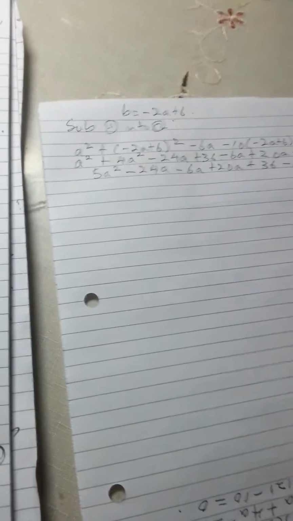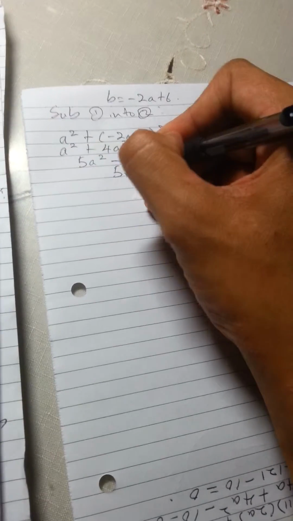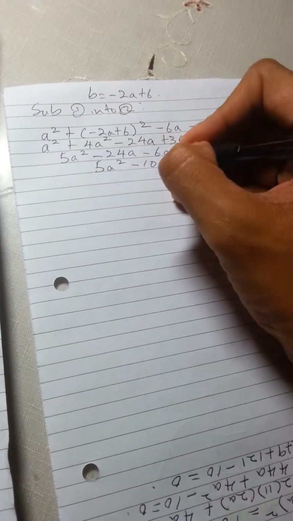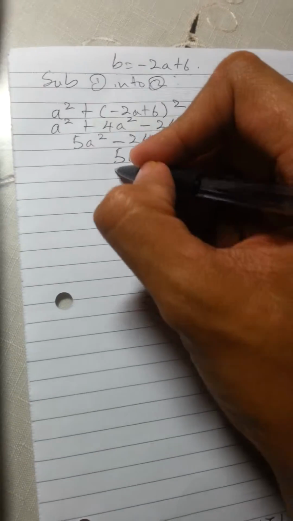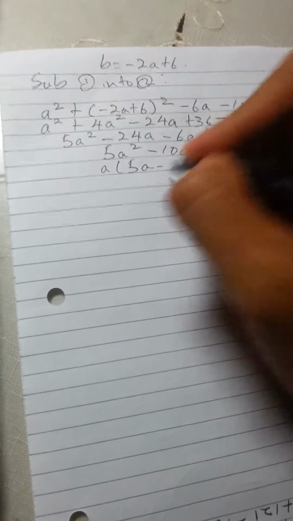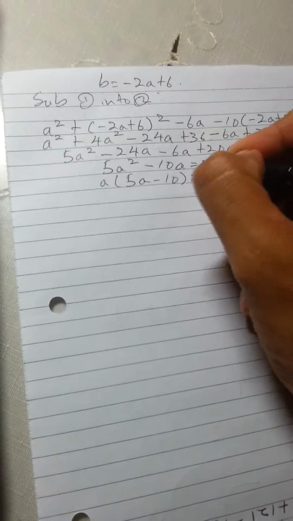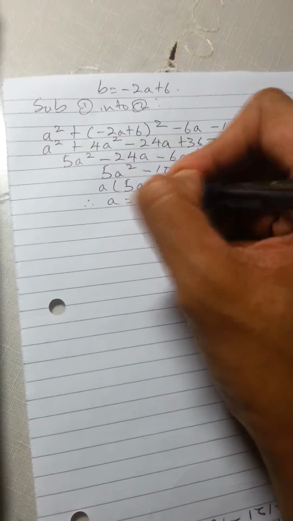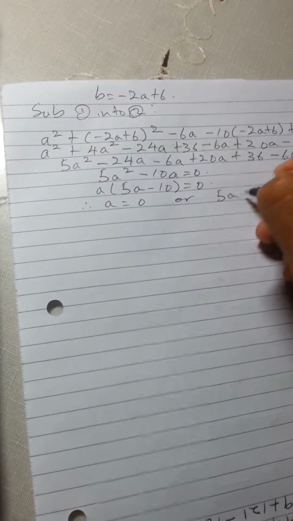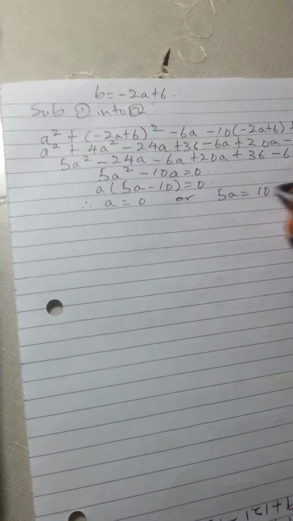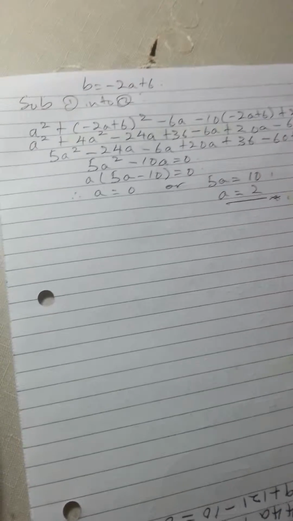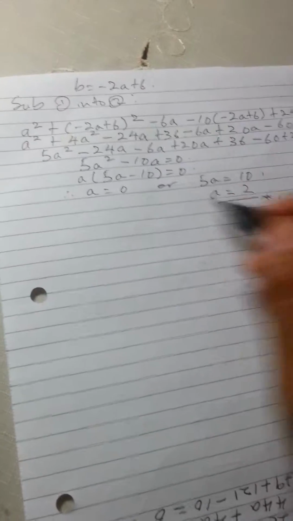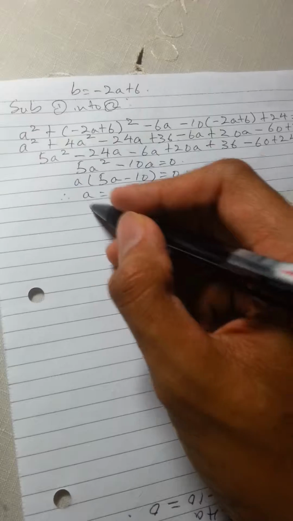After you do housekeeping, you will realize it will become 5a square minus 10a equals to 0. What a nice looking number, isn't it? So from here you just factorize: 5a times a minus 2 equals to 0, therefore a is equals to 0, or 5a is equals to 10. Okay, a is equals to 2. Of course we take a is equals to 2 because a equals to 0 doesn't make sense. This is rejected.